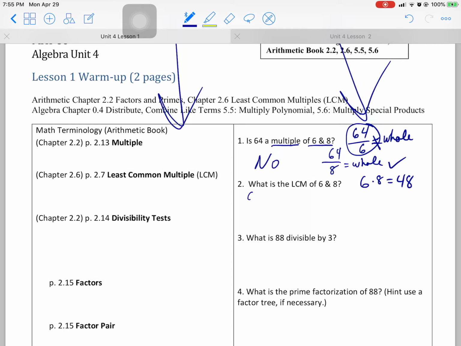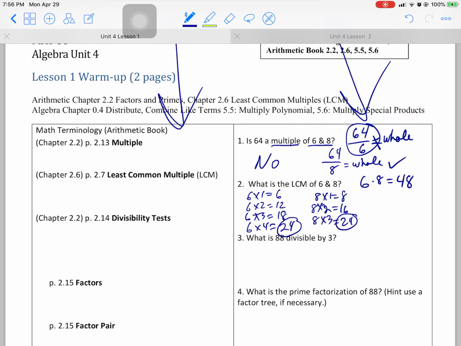6 times 1, let me write it out. 6 times 1 is 6. 6 times 2 is 12. 6 times 3 is 18. 6 times 4 is 24. Let's do some multiples of 8. 8 times 1 is 8. 8 times 2 is 16. 8 times 3 is 24. Oh, look. 24 is the least common multiple of 6 and 8. That's one way to do it: just listing multiples and finding one that's the same.